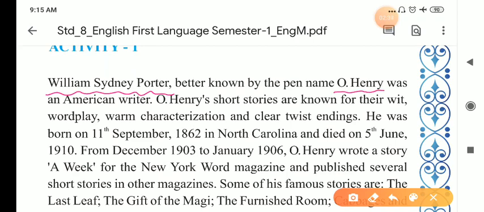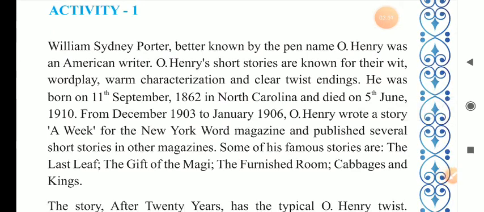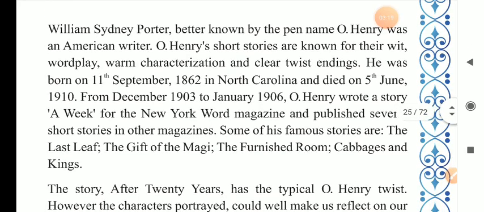Why is it so? Because William Sidney Potter is his real name, and his pen name is O. Henry. Basically, O. Henry is an American writer, and he has given the idea about the short stories, and existence of short stories in English is more or less based on the work of O. Henry. About O. Henry, one thing I'll tell you, basically he has passed his maximum life in the jail during his lifespan, so that he is much more aware with the crime and criminal mind.